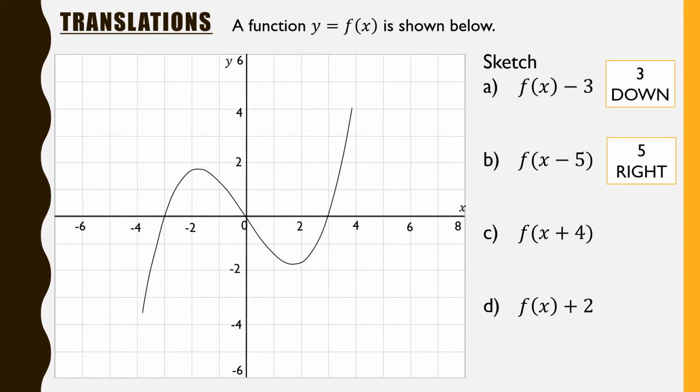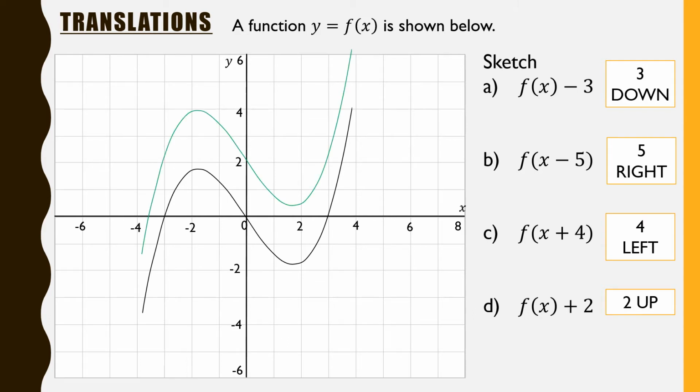If I move on to C, I've got my 4 inside my bracket, because it's inside, I'm actually moving it 4 spaces left. It's opposite to what I think. Okay, so I'm going to move 4 spaces left, sketch my graph, and there we go. And D, we've got f of x with a +2 outside of the function, which I'm moving it 2 spaces up. So I'm going to move 2 spaces up like that, and there we go.